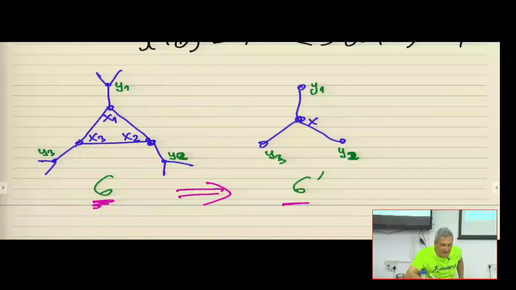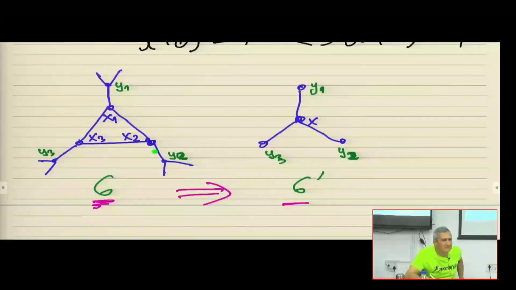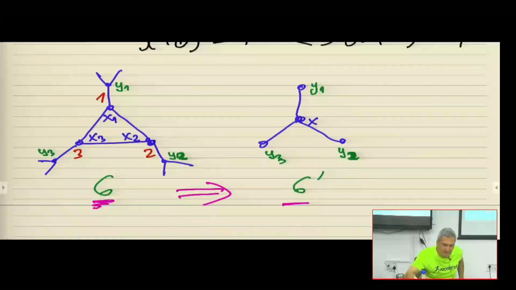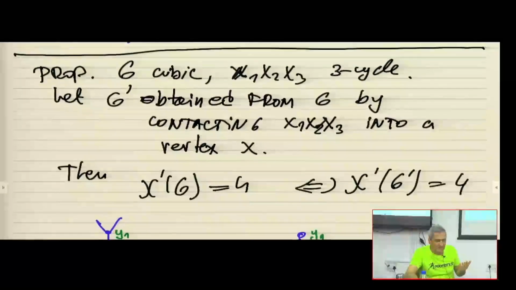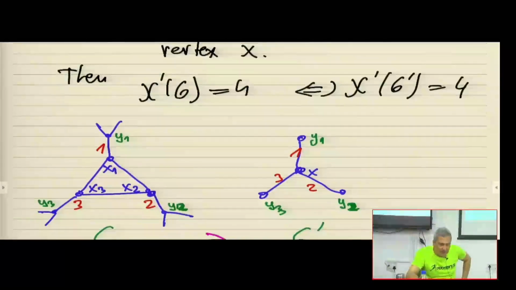We have a 3-edge cut. What does the parity lemma say? The 3 edges must be colored differently, yes? So we put color 1, color 2, color 3. Now when we contract, we get color 1, color 3, color 2. Perfect. So this way we prove this proposition. If G is cubic and we have 3-cycles, we can contract them, and this holds here.